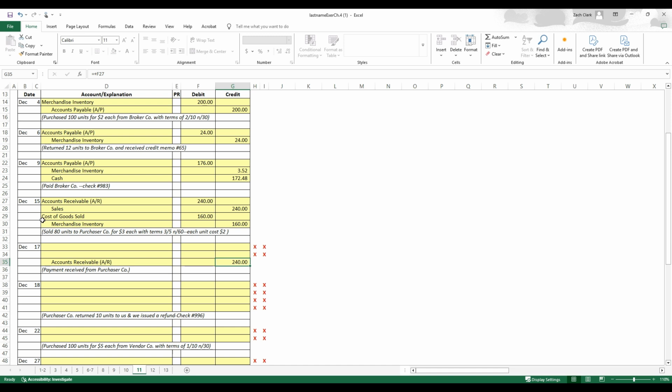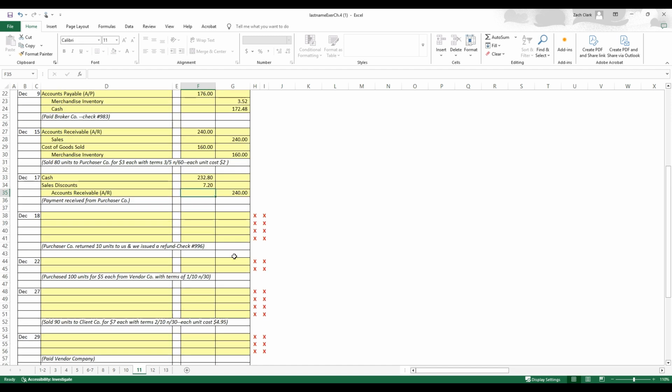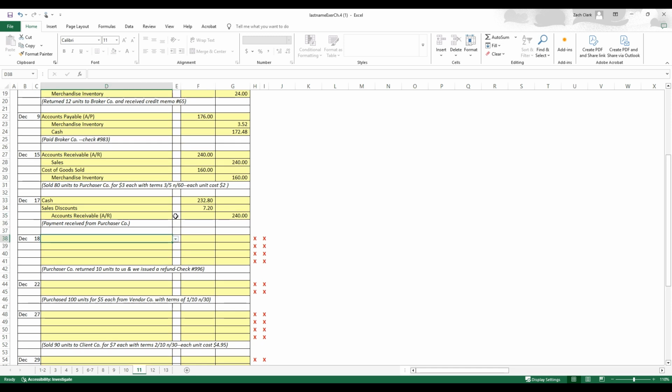There's no returns between the sale and the time of collecting payment. We received some cash, but the cash is going to be 97% because it's a 3% discount of the total. And then remember the account sales discounts, and that is going to be the 3% there to total it out, debits and credits. All right, purchaser returned 10 units, and we issued a refund check of $96.